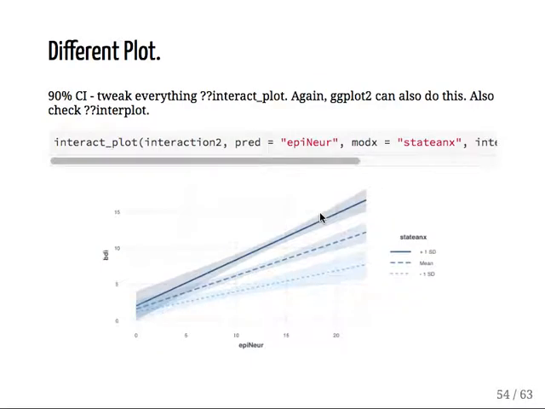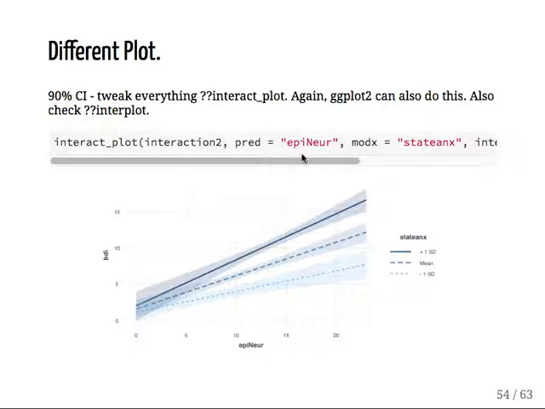We can also make a different plot, like we can change everything again. This is the same type of plot, but perhaps a prettier plot. So you can change everything again. And if you wanted to, you can make your own little ggplot, which has all the themes and all the colors. So in this case, we can use interact_plot on our model.